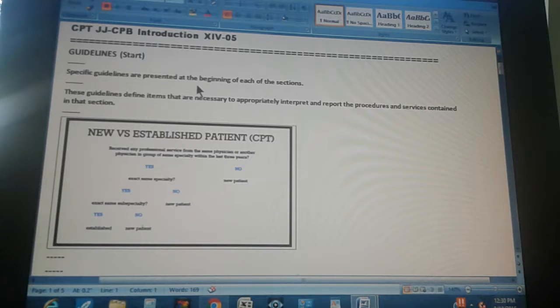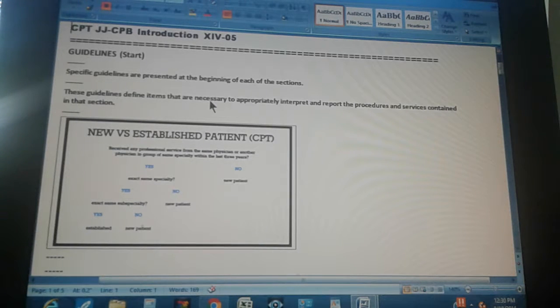How many sections are there? Six, I think, right? Yes. E and M, radiology, pathology and lab, surgery, medicine, and anesthesia. All right. So before each of these sections, there are guidelines.